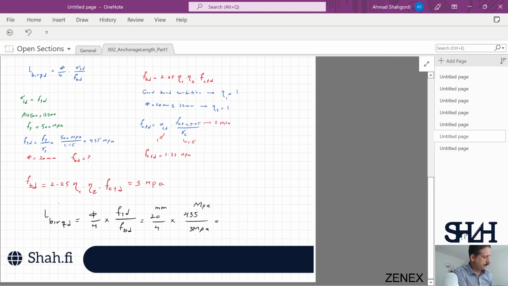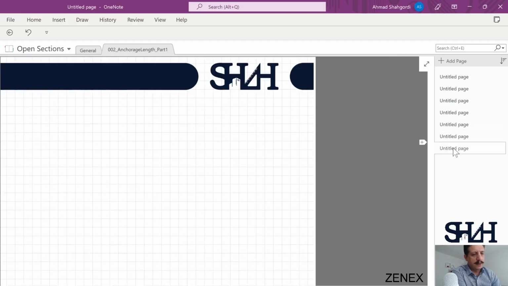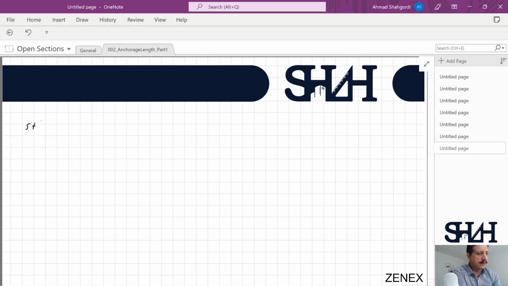So it will be 5 times 435 divided by 3, and then it's 725 millimeter for a good bond condition. So this is the required length. And as far as its straight bar, we can take alpha 1, for alpha 2, we can calculate to see if it is applied to use a smaller than 1. Alpha 3, 4, and 5 also we can assume they are 1. Notice that as far as you have a stirrup in the beam, you can decrease the value of alpha 3.